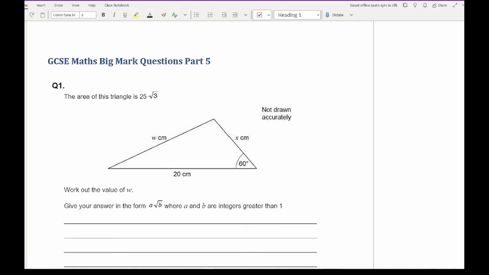go through the answer. So looking at question 1, it says the area of this triangle is 25 root 3, and the question is asking us to work out the value of W. Give your answer in the form of A root B, where A and B are integers greater than 1. So let's get started on this particular question.